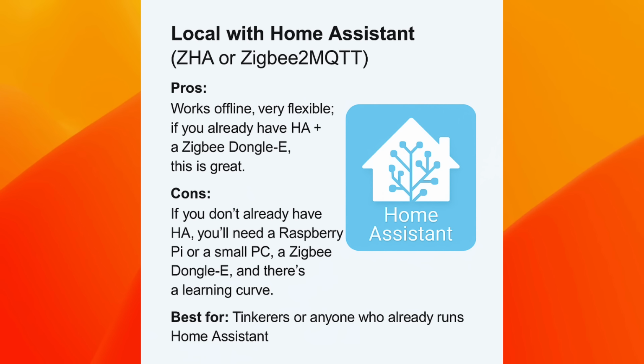And finally, go local with Home Assistant. Pros: works offline, very flexible. If you already have HA plus a Zigbee dongle, this is great. Cons: if you don't have HA, you'll need a Raspberry Pi or small PC, a Zigbee dongle, and there's a learning curve. Best for tinkerers or anyone that already runs Home Assistant.